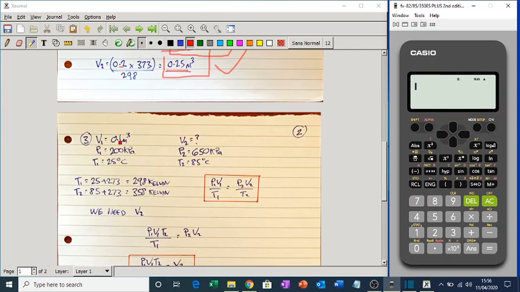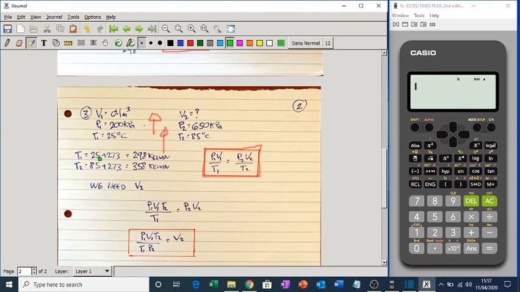Because we're changing a few things now, we've got to use all of this formula. There's nothing being kept constant. So we're going from 200 kilopascals to 650. So we're increasing the pressure. So that's going up. And we're also increasing the temperature from 25 to 85. That's also going up. So if we increase both of them, what happens to the volume?